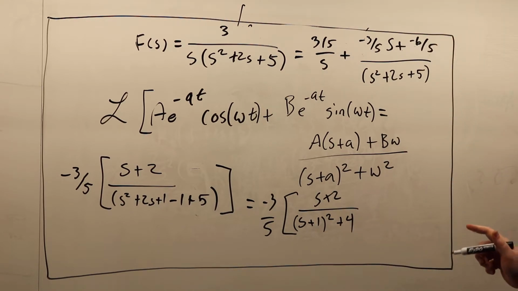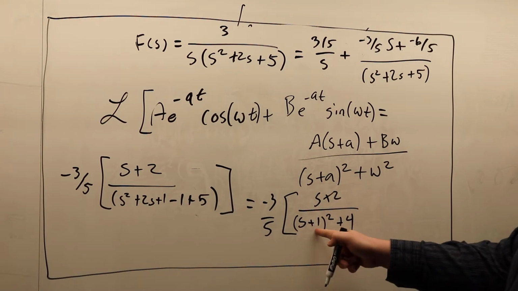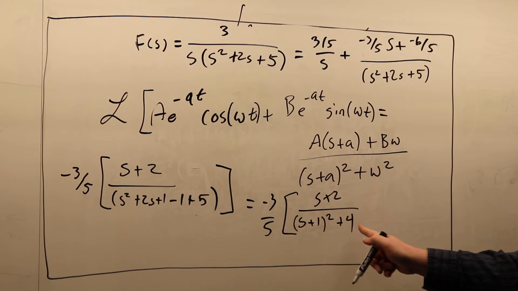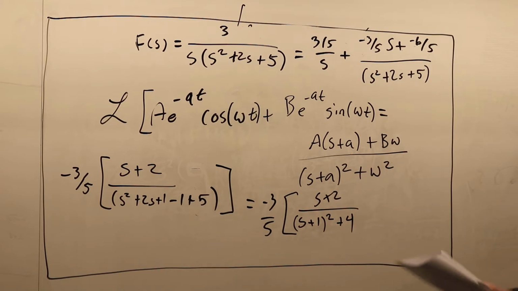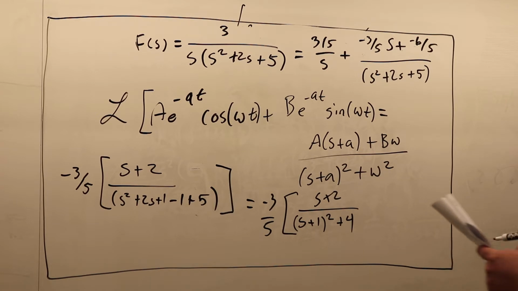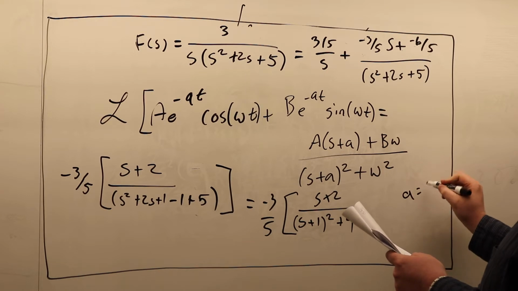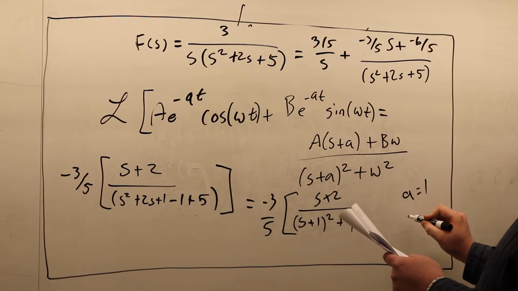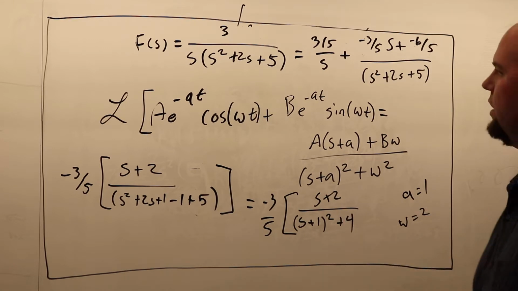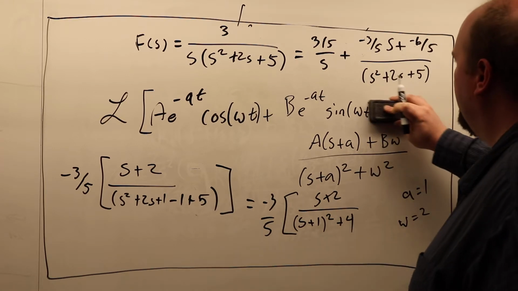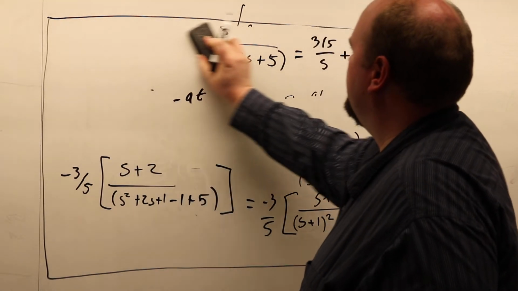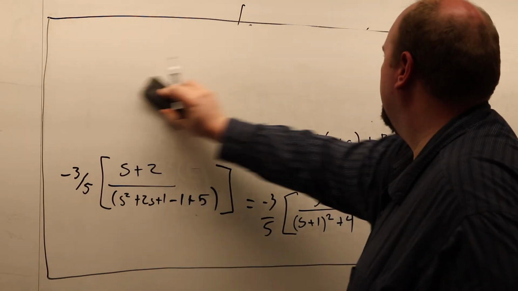So now we know our a is going to be 1, and we know that our omega is going to be 2. It's going to be the square root of 4 here. So we know a is equal to 1, and omega is equal to 2. Okay, so I'm going to go back a little bit. Sorry for the limited board space here.